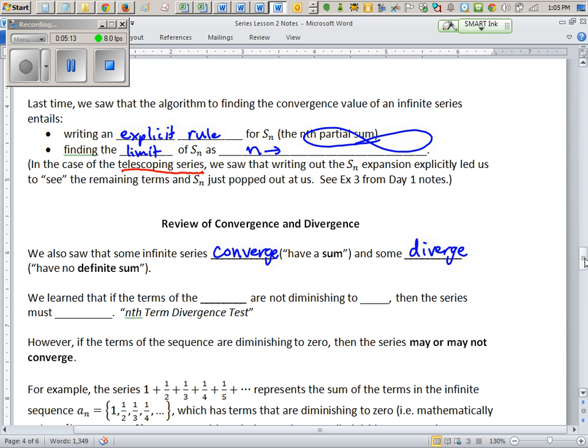Let's go to this next line. We learned that if the terms of a sequence are not diminishing to 0, then the series automatically diverges. So on your worksheet, we're going to pause right now and just go over the first few problems on your worksheet to make sure you guys wrote divergent for the right reasons. Okay? Let me pause the recording.